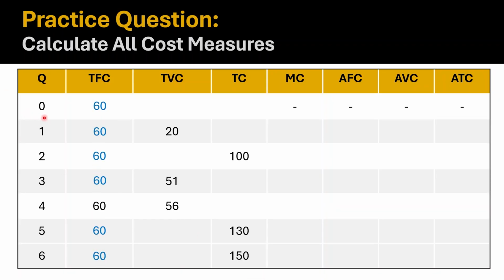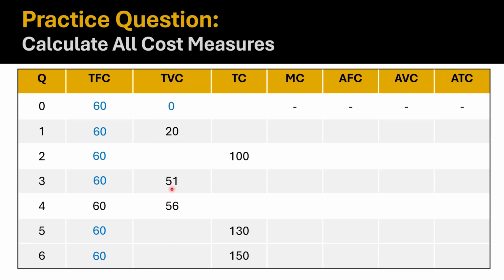After that, if you notice at Q is equal to 0, we see MC, AFC, AVC, ATC are shown as dash. Correct, because we can't divide by 0 output. But remember, at Q is equal to 0, TVC is also 0. This is also something you need to remember.